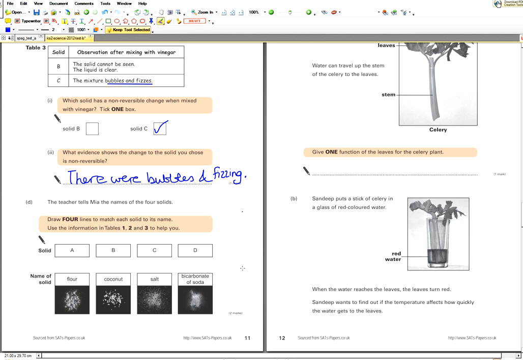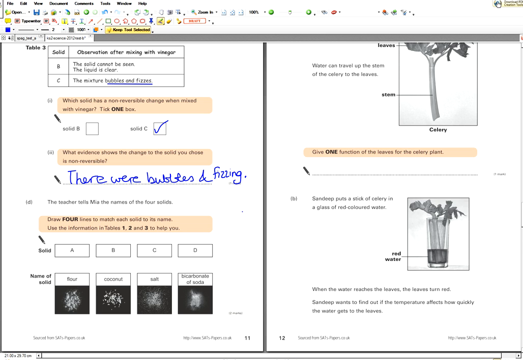The teacher tells Mia the names of the 4 solids. Draw 4 lines to match each solid to its name. So, solid A, B, C, and D. Now, the A, B, C, and D is from the information from the last couple of tables. Let's have a look. What do you think? I think A goes to salt.